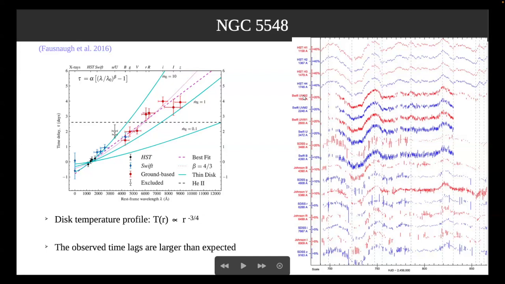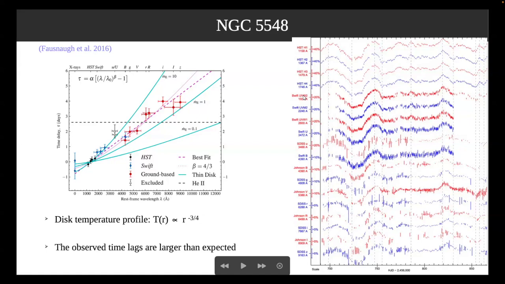So this study is kind of the first observational evidence we have to prove that actually the temperature profile is what we expect from the typical accretion theory. But also a problem arose at the time, which was that the absolute values of the lags are a bit larger than naively expected. So there were different things there.